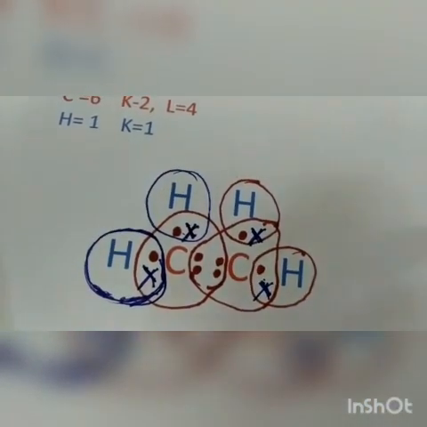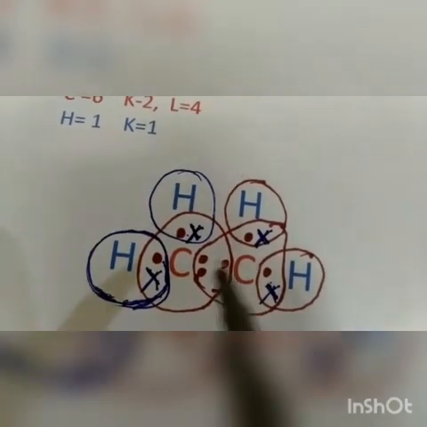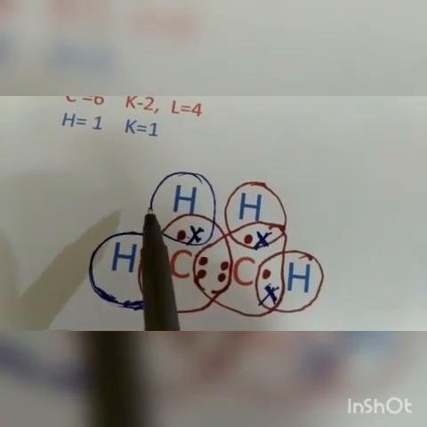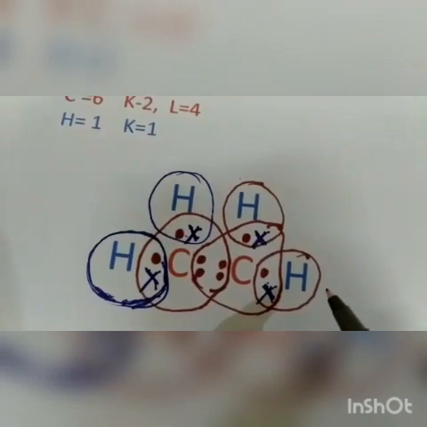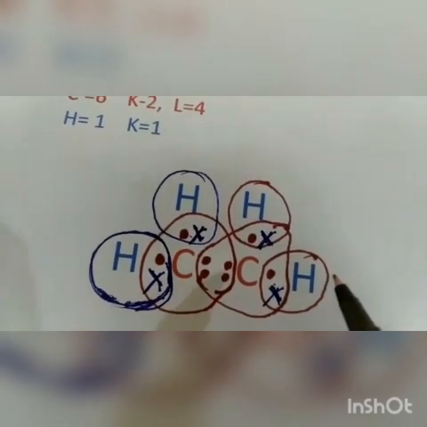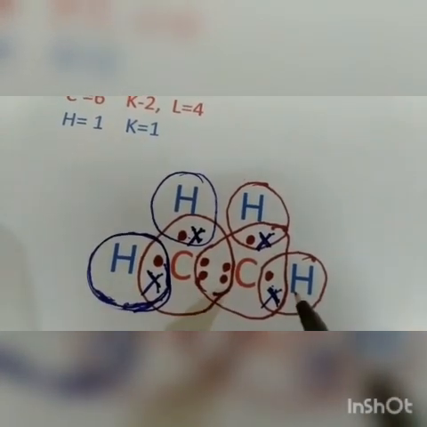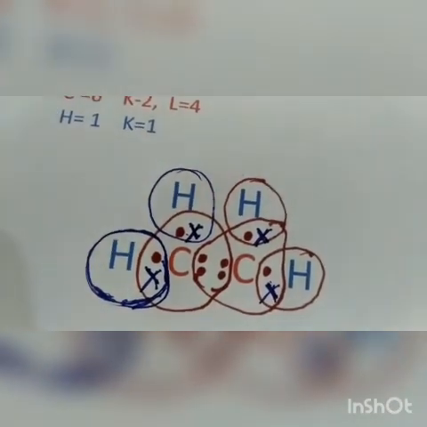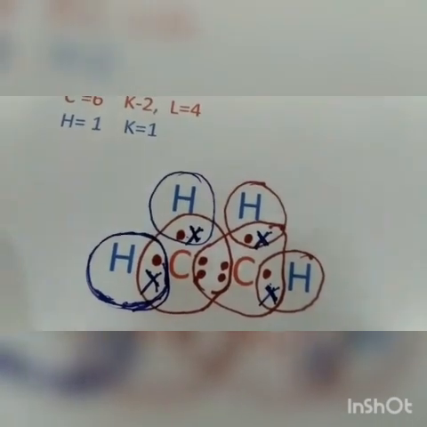Is it clear? Students, I made one mistake. Like here I have used a blue pen and here I have used a red pen. So please don't get confused. I hope it is clear to everyone now. Now, what this is called is the electron dot structure.